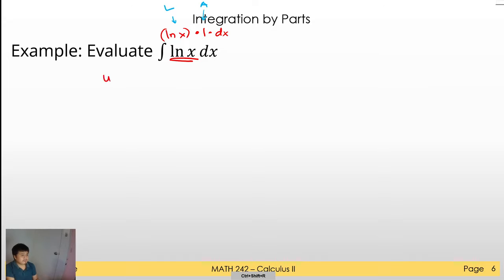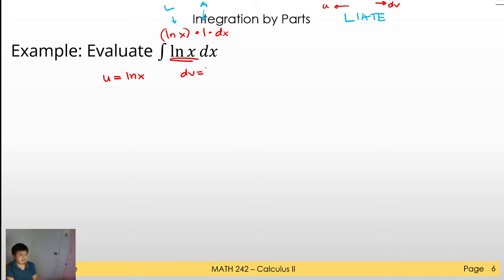So u here will be what now? Remembering the LIATE rule, the L here will be chosen as u, and then the E here will be chosen as dv. So u here is ln x, and the dv is equal to 1 multiplied by dx. So always don't forget this dx term. This is included as the surname of your dv.